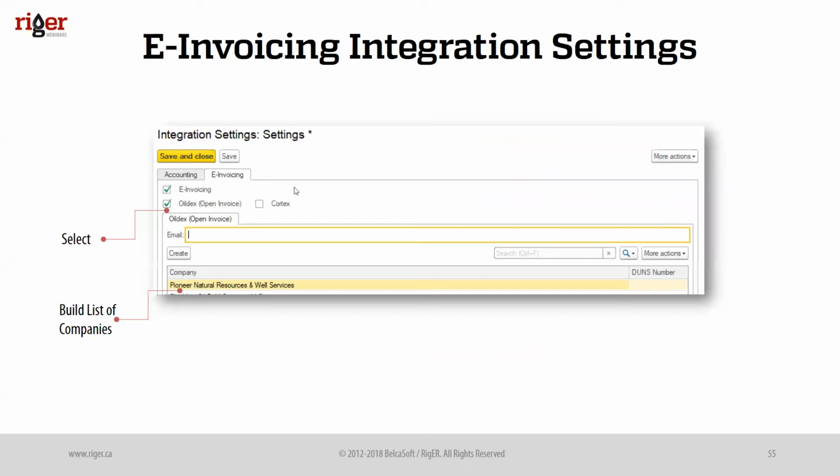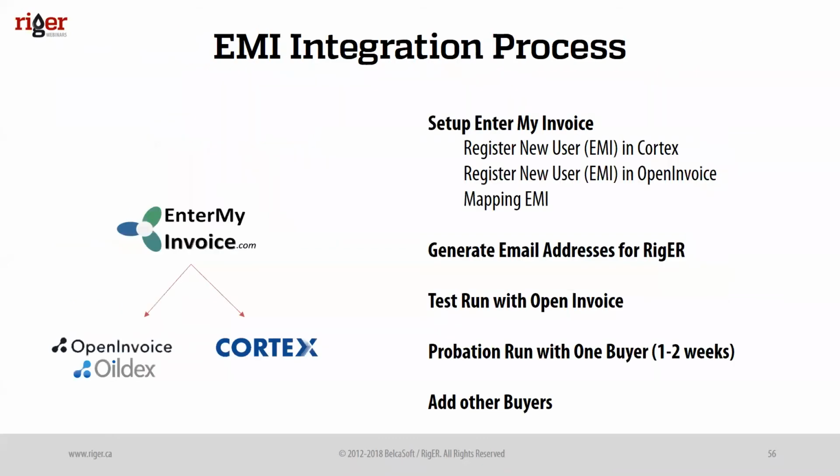We go to integration, open e-invoicing, click Cortex or OpenInvoice or both of them, put in the email address which EnterMyInvoice provides you, and build a list of companies which will belong to OpenInvoice or to Cortex. And after that, EnterMyInvoice will register a new user for Cortex and for OpenInvoice accordingly, and map buyers in Cortex and OpenInvoice.